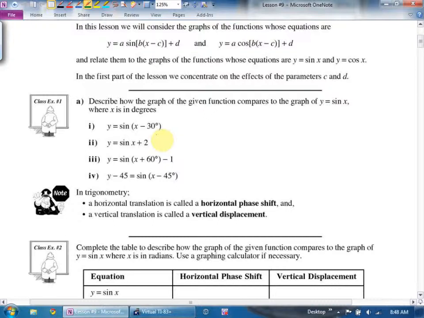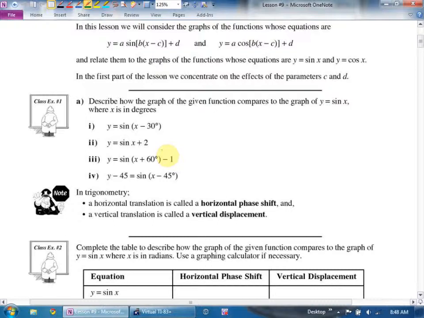Troy, 30 degrees to the right. How has this graph been moved? Is the 2 inside next to the x? How would I show that it was inside next to the x if it was?